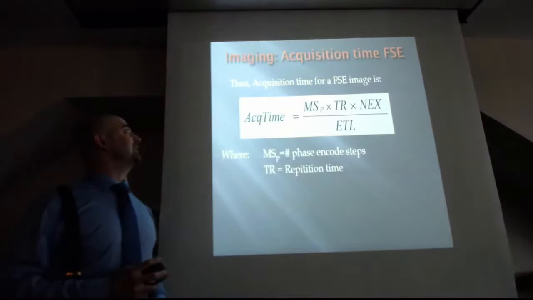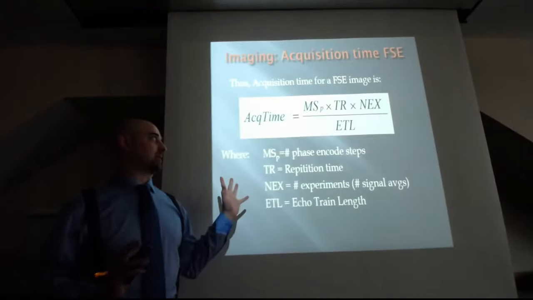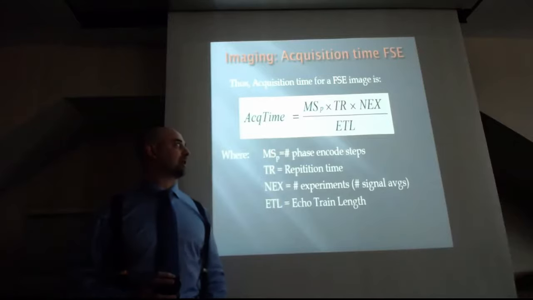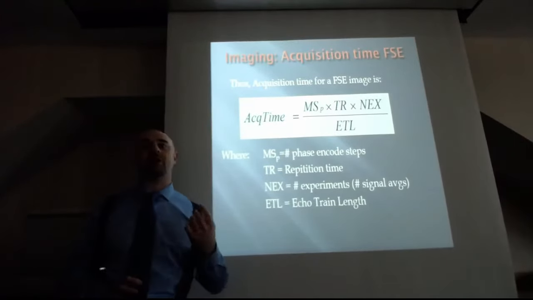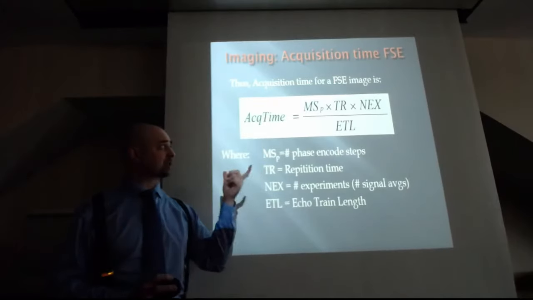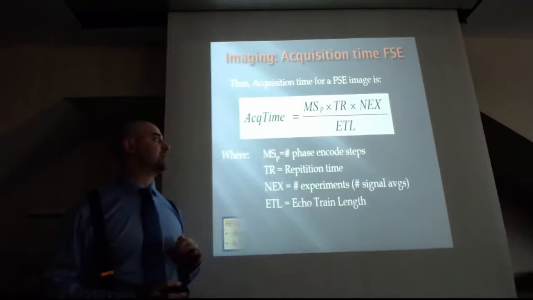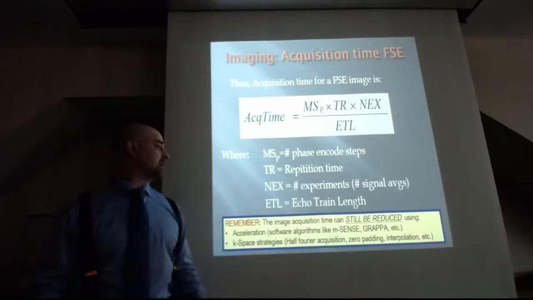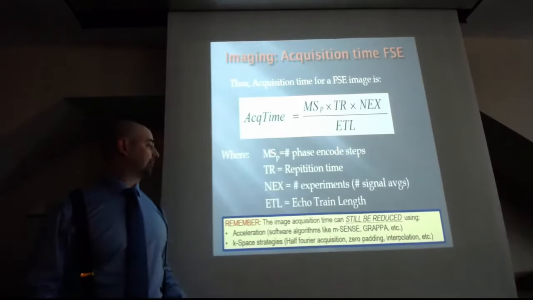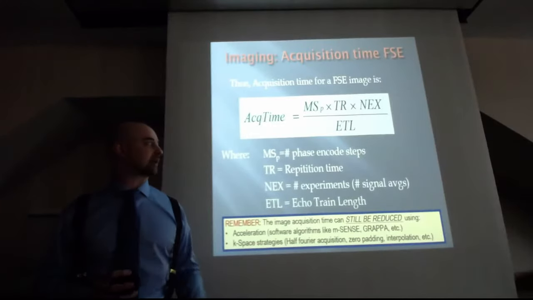I like that. All right, so acquisition time, this is the equation. It's basically the same thing, except there's an echo train length on the bottom. So again, your number of phase encoding steps times the TR times the NEX. And that's your base scan length, and what the scan length would be for a spin echo sequence. And if it's a fast spin echo, you just divide it by the echo train length, right? Okay, and then remember, you can still do fun stuff to accelerate the imaging. That's beyond the scope of what we're going to talk about here.